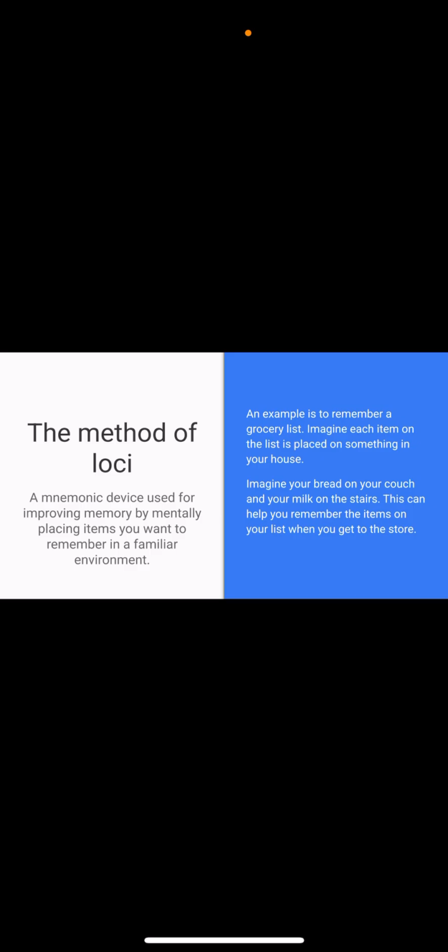The method of Loci. This is a mnemonic device used for improving memory by mentally placing items you want to remember in a familiar environment. An example is to remember a grocery list. Imagine each item on the list is placed on something in your house. Your bread is on your couch, your milk is on the stairs. This will help you remember the items on your list when you get to the store.